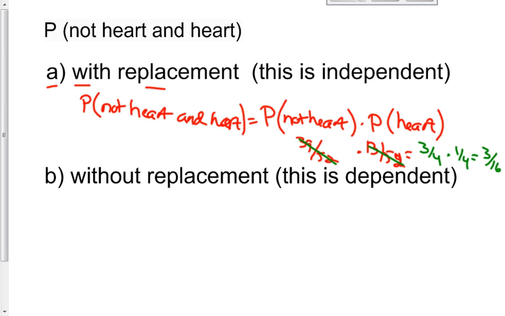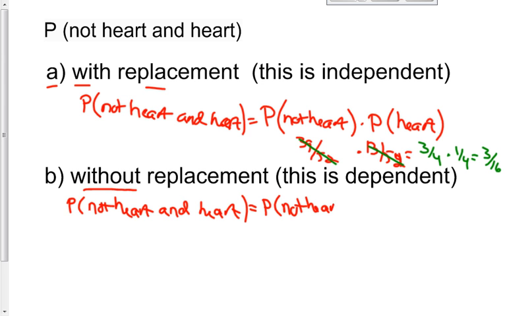Now in the second part, we're going to do this again, but this time we will not replace the card. When I do not replace the card, I now have a dependent event. My total is now different the second time I draw the card. So this time, probability not heart and heart will be the probability that I choose the first card and it is not a heart, times by probability that I draw a heart given that I already drew not a heart. So I have a new total on my second fraction there.